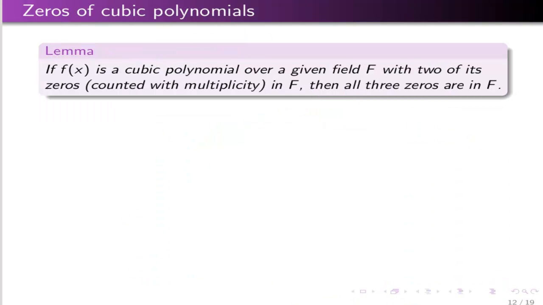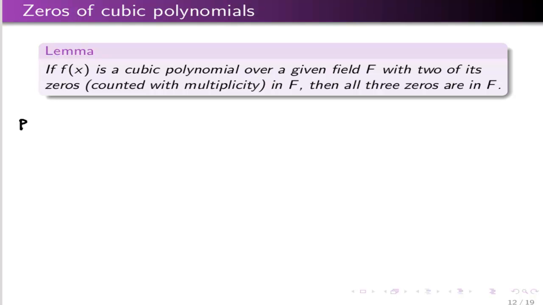Okay, next let's look at the zeros of a cubic polynomial. So we'll need this lemma when we're getting the rational points on a curve. If I have a cubic polynomial over a given field F, and 2 of its zeros, counted with multiplicity, are in the field F, then I claim that all 3 zeros belong to that field.